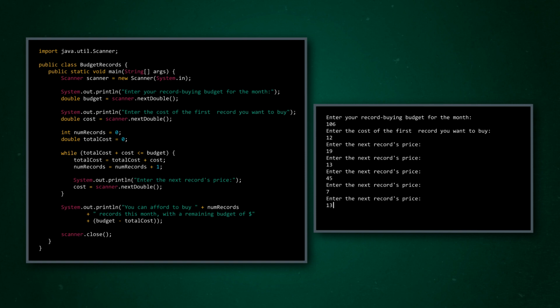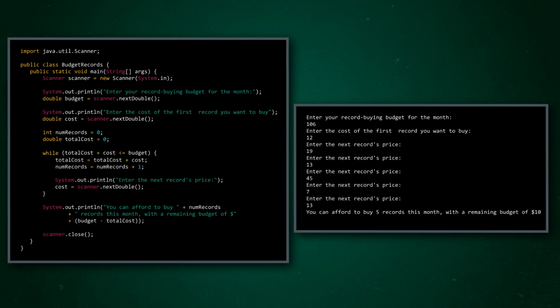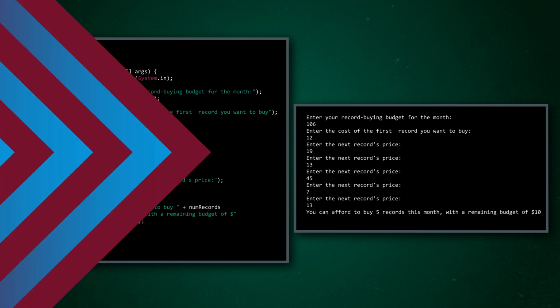And look, her total cost plus the cost of that $13 record she just inputted comes to $109, which is more than her budget, so the while loop breaks, and the code that follows after the loop tells her that she can only afford 5 records this month. The real magic here is that Amira never has to explicitly set her loop to execute a certain number of times. After all, she doesn't know how many times she can add a record off her list and stay under budget. That's why she needed a program.